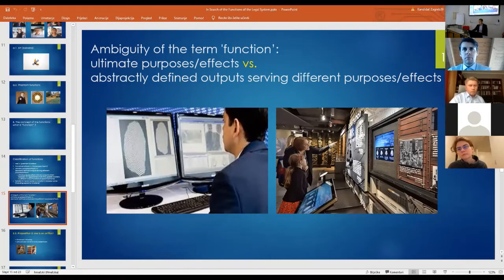For example, if you have a computer in the Ministry of Justice, and if you have a computer in the Holocaust Museum, the function of the first would be to detect current local criminals, and the function of the second in the Holocaust Museum could be to remind visitors of past war crimes. So again, someone could say, but these two computers have the same function, for example, of suppressing undesirable behavior. At the same time, both objects have a function of processing information. So what is the function of this artifact we call computer?